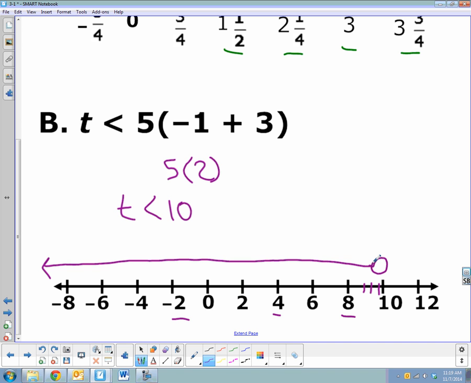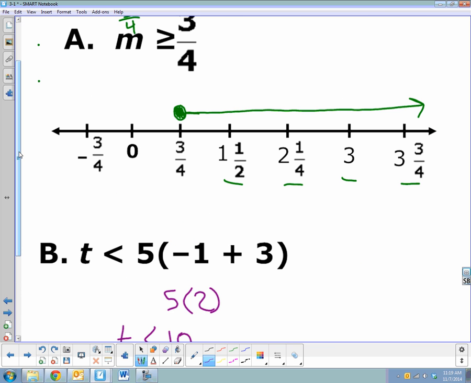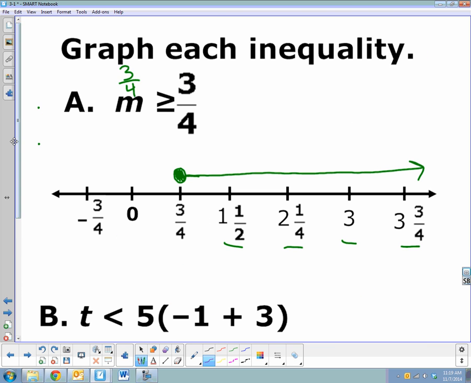So an open circle means not equal to 10, but really super close. A closed circle, like in this first one here, means that 3/4 does work. It gets super close to 3/4, and we get 3/4 as part of the answer as well.